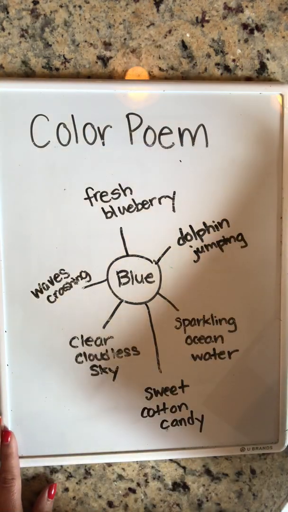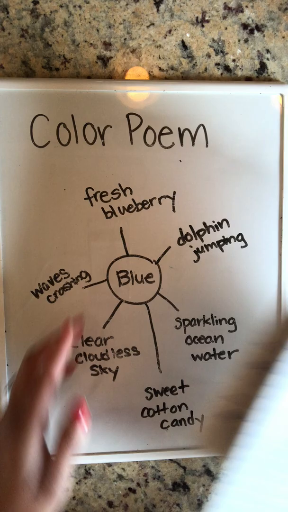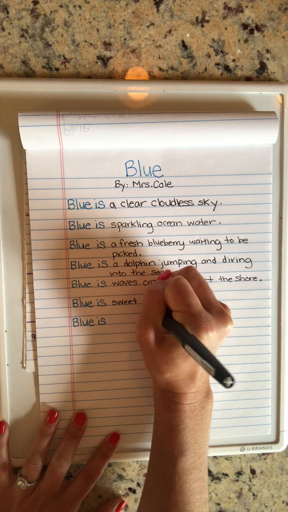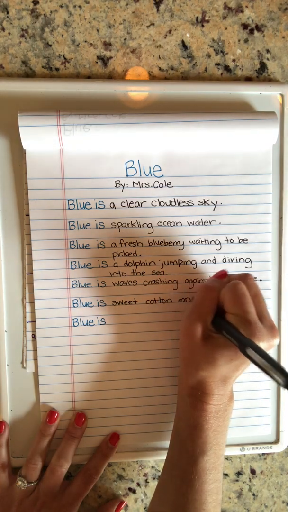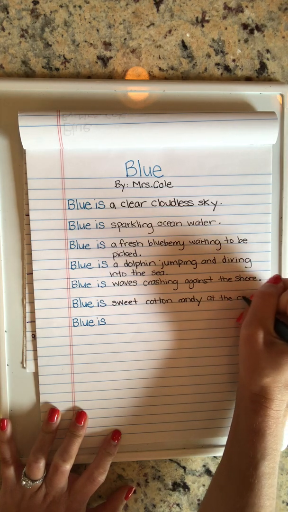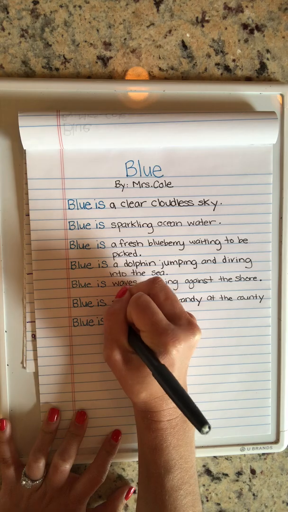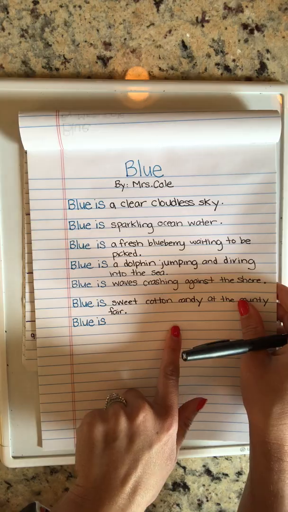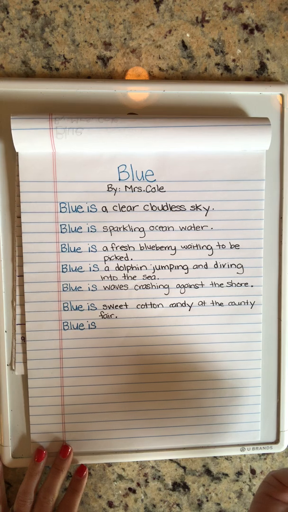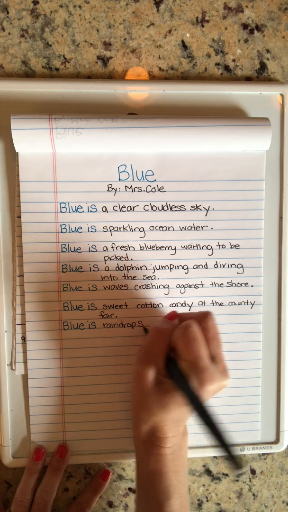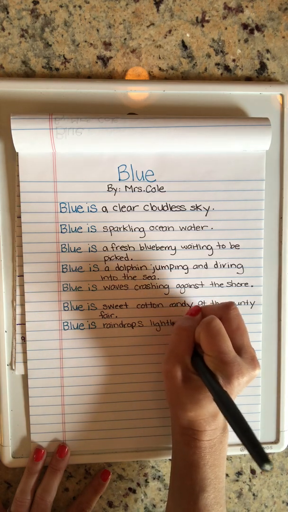All right, let's see if I have any other ideas here. Oh, the sweet cotton candy. Blue is sweet cotton candy. And I ask myself, where do you eat cotton candy? And I'm going to add at the county fair. And boys and girls, I want to show you that it's okay if you come up with another idea that maybe wasn't on your web, you can of course add it. Like I just thought of the idea that blue is raindrops lightly tapping against a window pane.